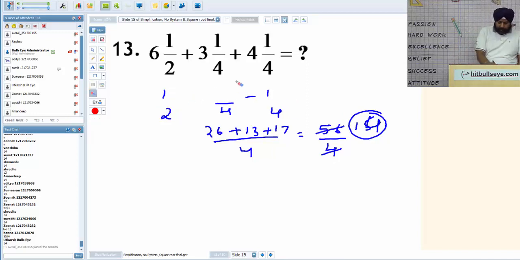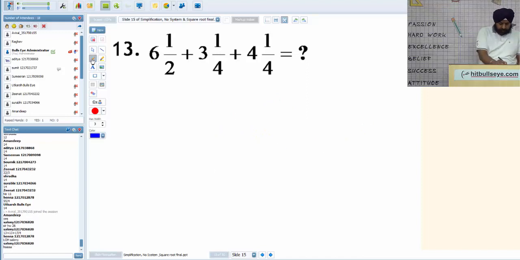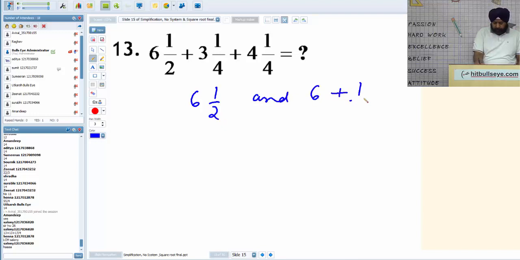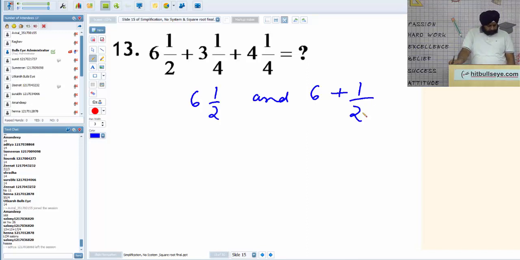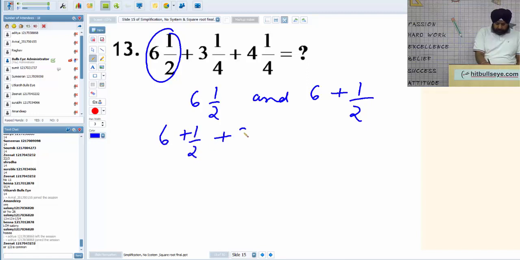We will take the whole part separately and the fraction part separately. Okay. You should understand one thing. 6 1 by 2 and 6 plus 1 by 2 is one and the same thing. Okay. You can check it. It's 13 by 2. Yes. So 6 1 by 2 you can think of as 6 plus 1 by 2. 3 1 by 4 is 3 plus 1 by 4. 4 1 by 4 is 4 plus 1 by 4.